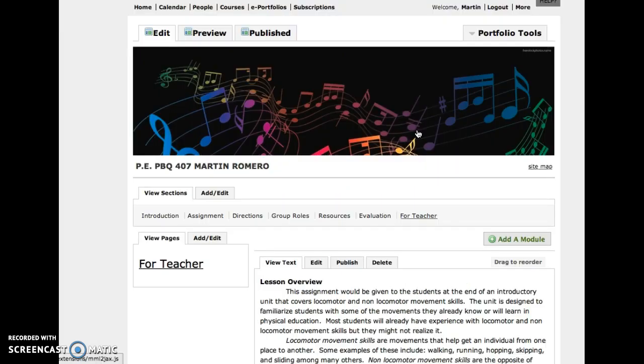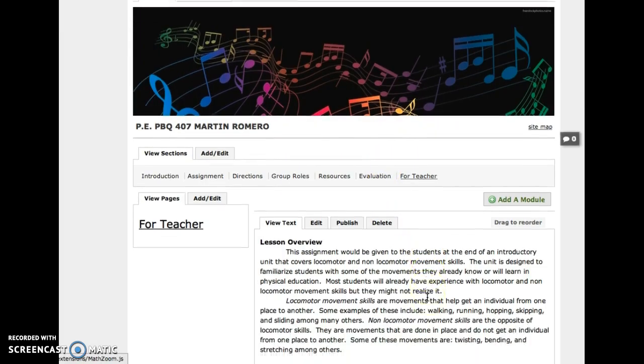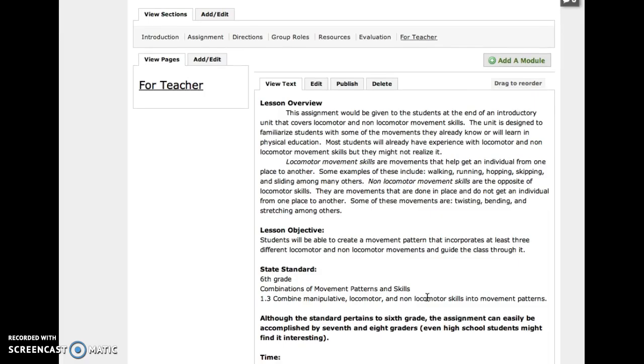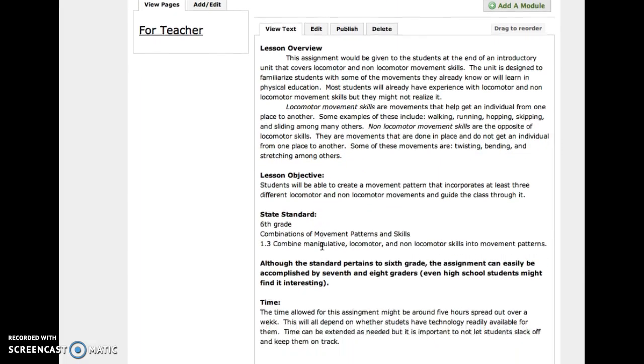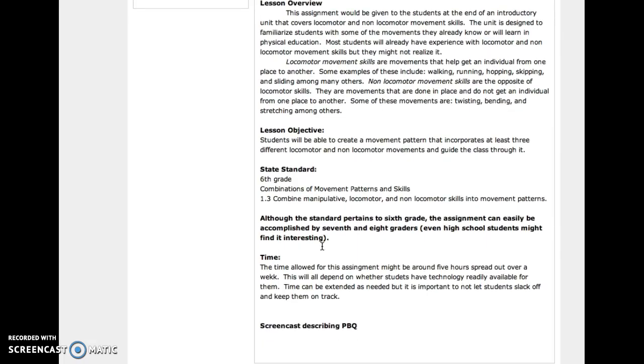Lastly, I include a tab for the teacher. In this tab, I basically talk about the entire project as a whole, give a lesson overview about what is expected of the student, sorry, lesson objective, and I include the state standards. I make sure to note that although the state standards are for sixth graders, this project can easily be done with seventh graders, eighth graders, and even high school kids.